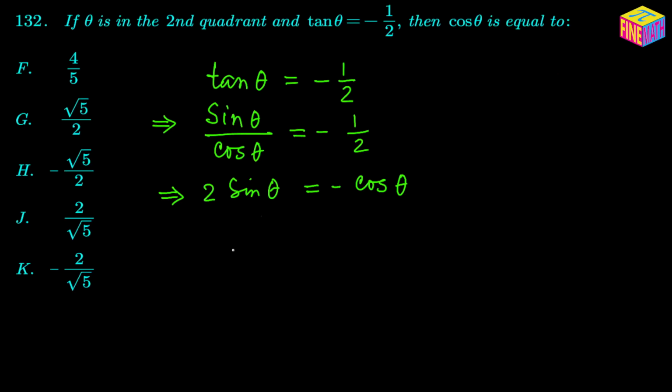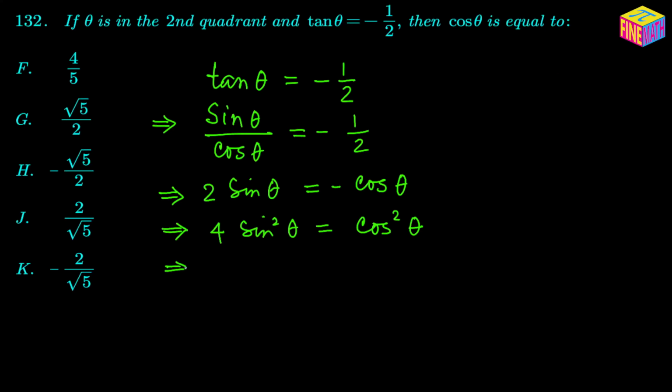And if we square both sides of this equation, what we are going to get is 4 times sine squared of theta is equal to cosine squared of theta. Negative times negative will become positive, so this will be cosine squared of theta. And now we have to find out the value of cosine of theta, so let's try to convert everything into cosine of theta, right?